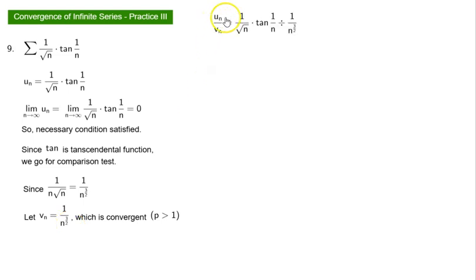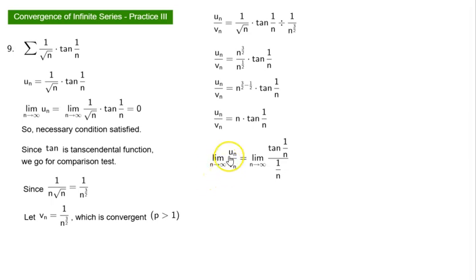So now we take the ratio u sub n by v sub n, which is equal to 1 by root n times tan of 1 by n divided by 1 by n to the power of 3 by 2. Taking the reciprocal, we get n to the power of 3 by 2 divided by n to the power of 1 by 2 times tan of 1 by n. Taking the square root of n above, we get n to the power of 3 by 2 minus 1 by 2 times tan 1 by n. So 3 by 2 minus 1 by 2 is 2 by 2, which is 1. So we have u sub n by v sub n is equal to n times tan of 1 by n. Now we take the limit.